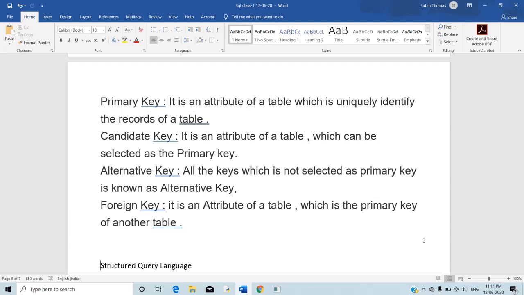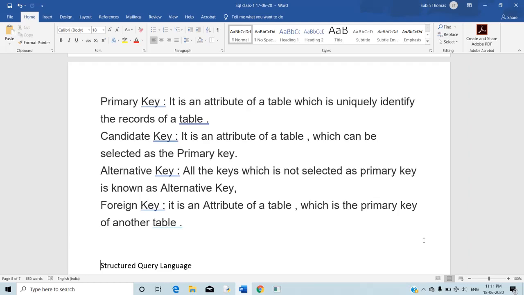And the next term is candidate key. Candidate key means the attribute which can be selected as the primary key. Sometimes you can have multiple columns which uniquely identify the records of a table.